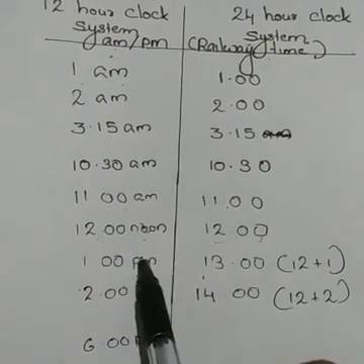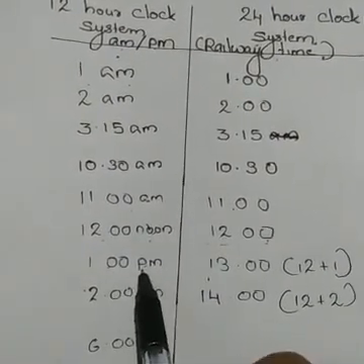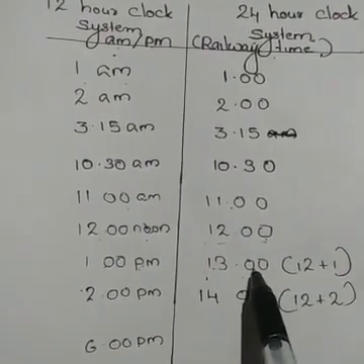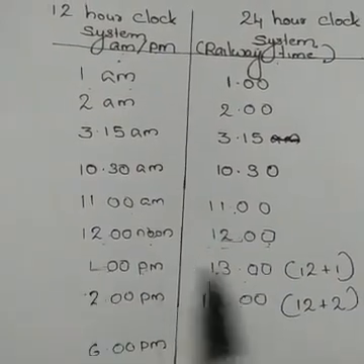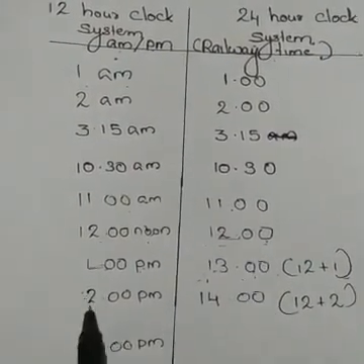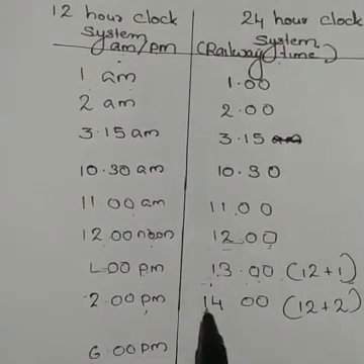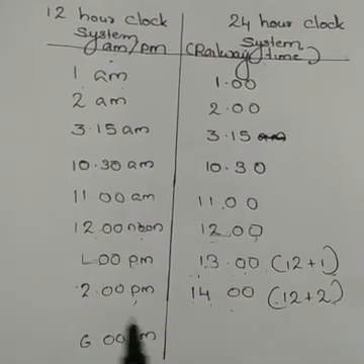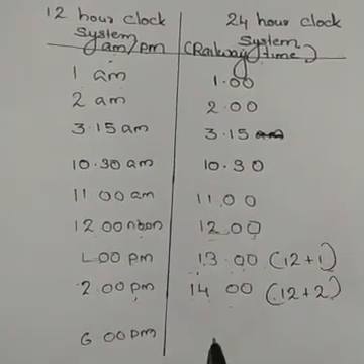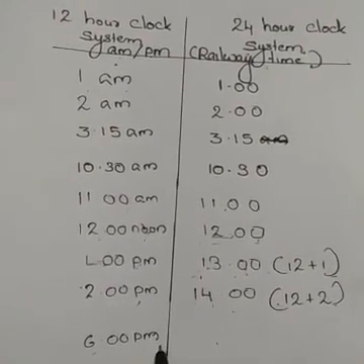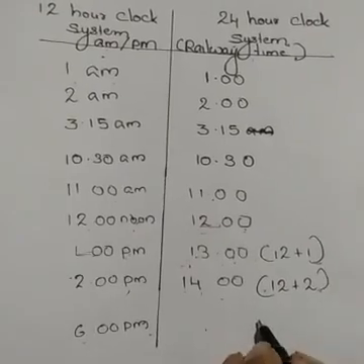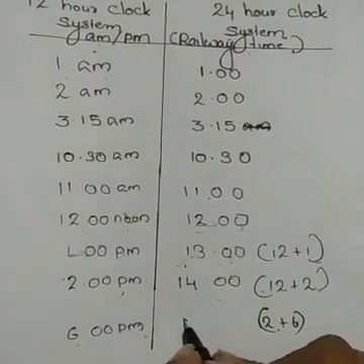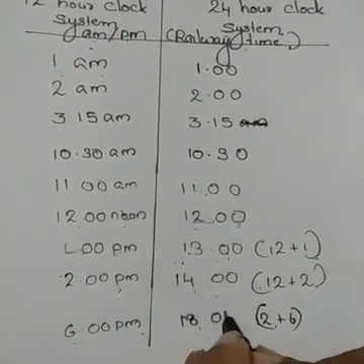After 12 noon we use PM. 1 PM in railway time is equal to 13. How can we find this 13? Yes, 12 plus 1 is equal to 13. 2 PM in railway time is equal to 14. How can you find this? 12 plus 2. 6 PM. How can we find the railway time equivalent to 6 PM? 12 plus 6. What is the answer? Yes, 18 hours. Okay.